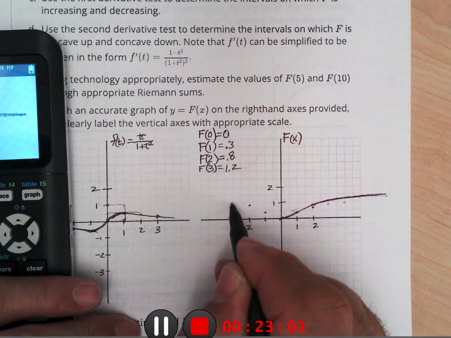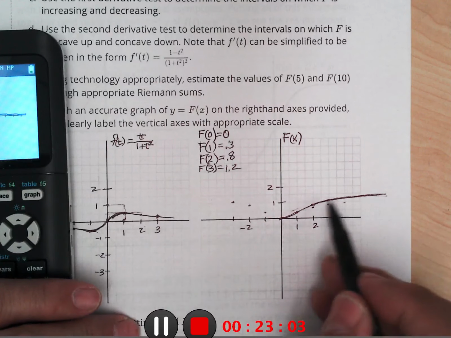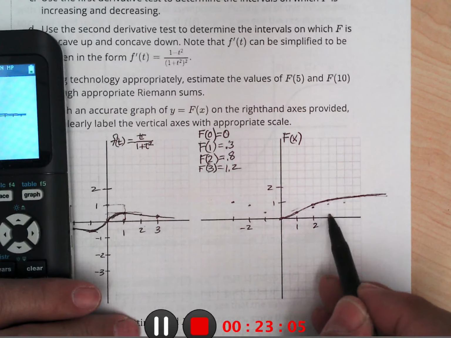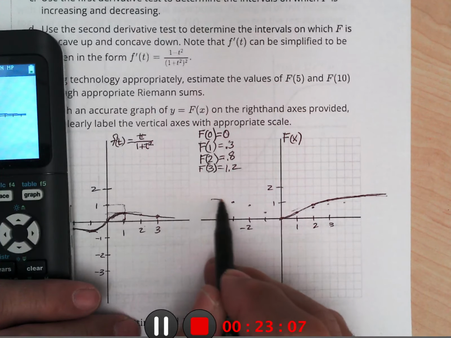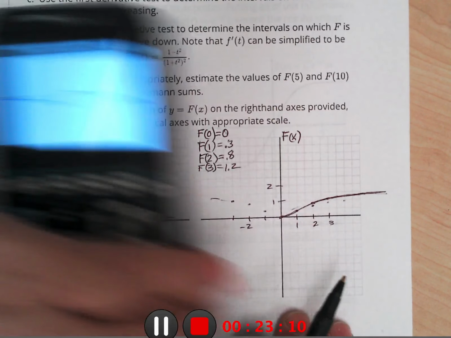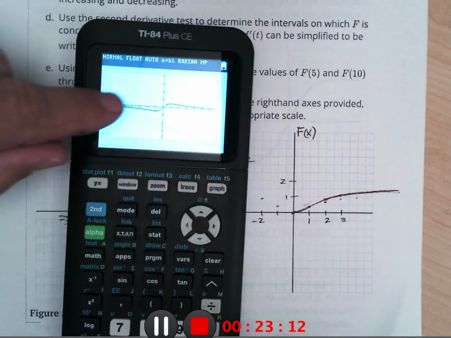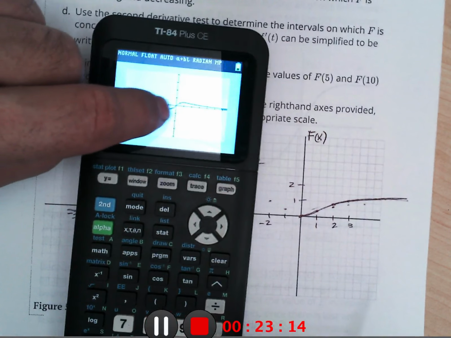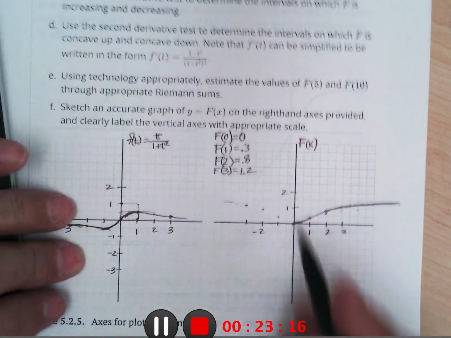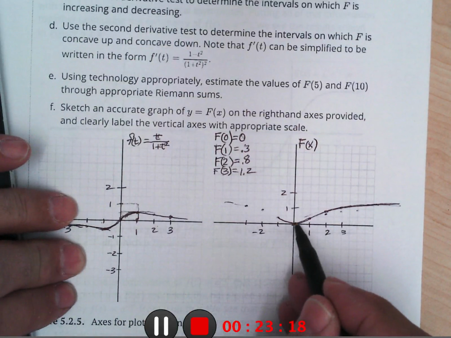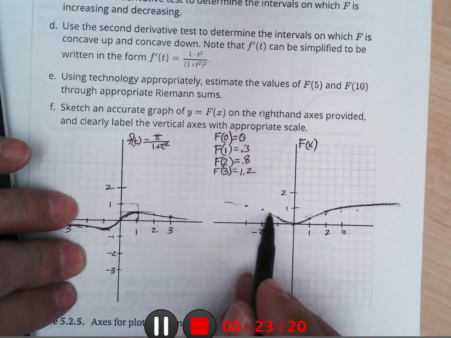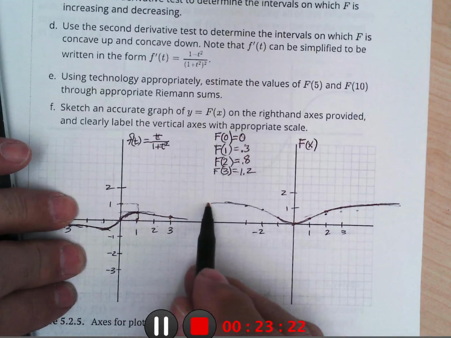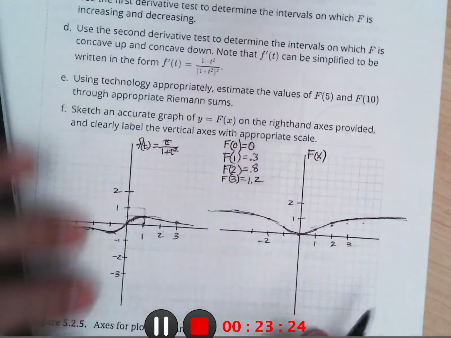1.2-ish, and so this looks like this, and negative slope, so it's concave down, and then positive slope for the last unit. So it's concave up there, and then concave down the rest of the way. So there's a picture of f of x.